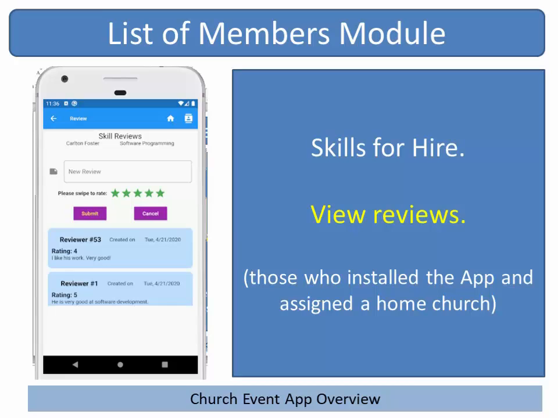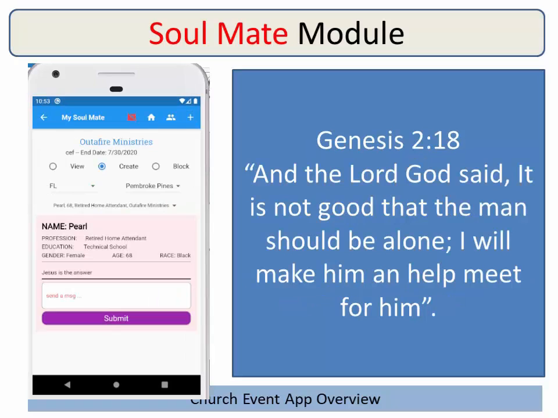Last but not least, we have a module called Soulmate. This is like a dating page where single people can say that they're looking for a mate, and once they sign up, they can see if there's any available person on the site. If you're a male, you will only see a list of females that are single, and if you're a female, you'll only see males that are single.